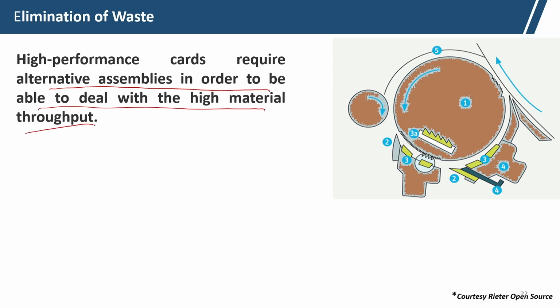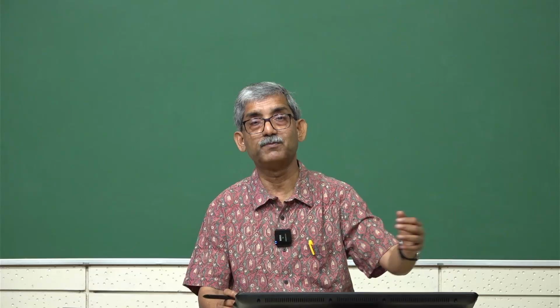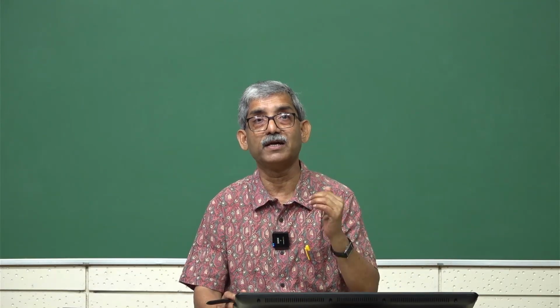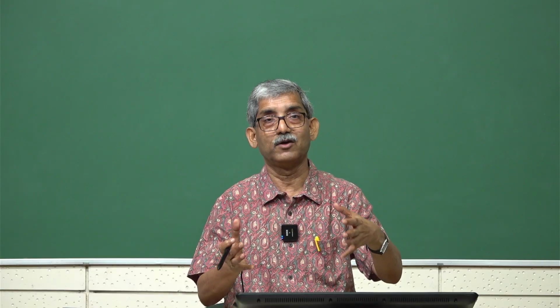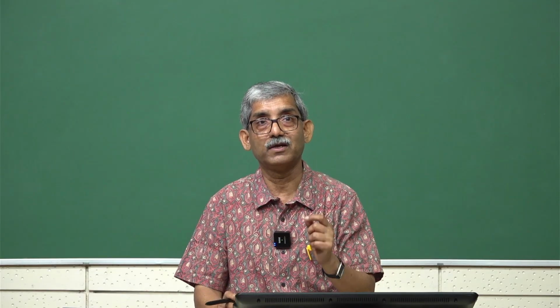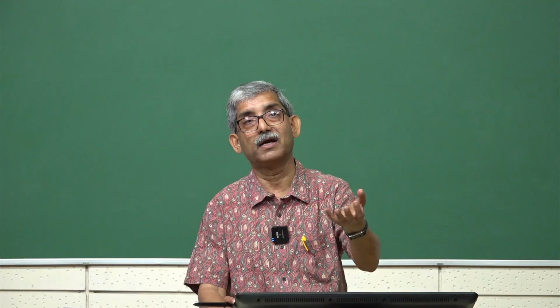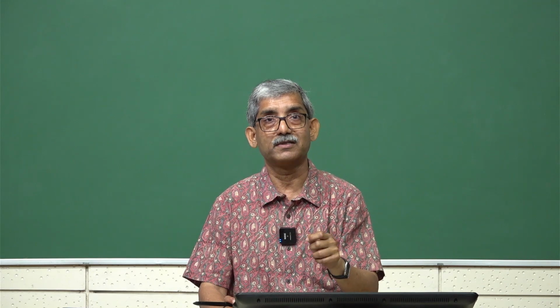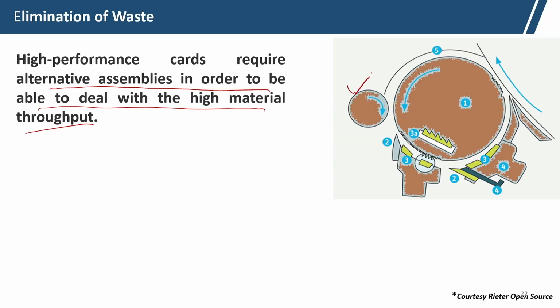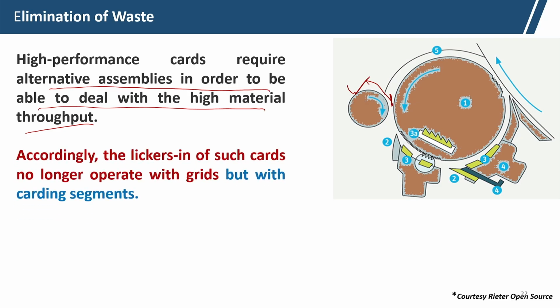So, the main problem with the high performance card is the throughput speed, the material feed speed, the high production. So, the material throughput speed is very high. A normal system is not able to handle that much material, because if we use it at high speed, the cleaning efficiency will be poor. So, we have to redesign this, where the feed roller moves and feeds the material in the same direction, and accordingly the licker-in of such cards no longer operates with the grid bar.